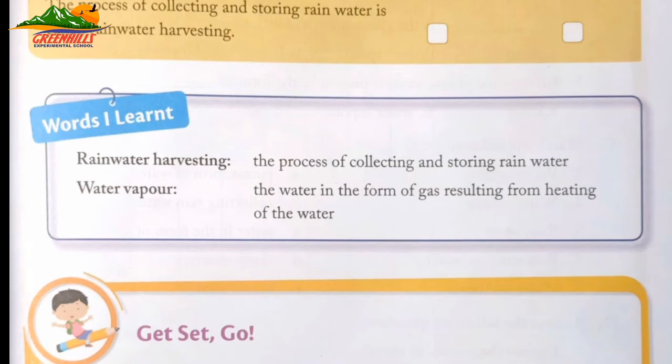Now, dear students, words I learned. Rainwater harvesting means the process of collecting and storing rainwater. Water vapor means the water in the form of gas resulting from heating of the water.